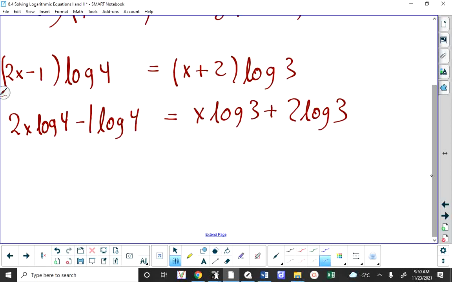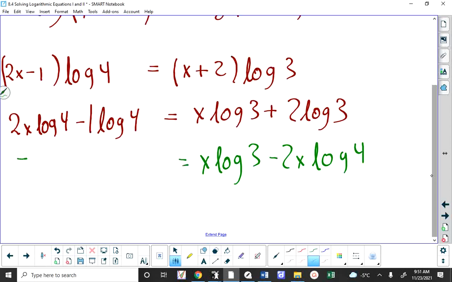Does it really matter which side? I usually move things to the side where fewer negatives result. Okay. So if I were to move my x terms to the right side, please don't write this down. If I were to move the x terms to the right side, I would get x log 3 minus 2x log 4 equals negative log 4 minus 2 log 3. Look at the whole slew of negative numbers I've introduced. Now, sometimes what's going to happen is if you move it to one side or the other, you get the same number of negatives. And we'll deal with that when the time comes.